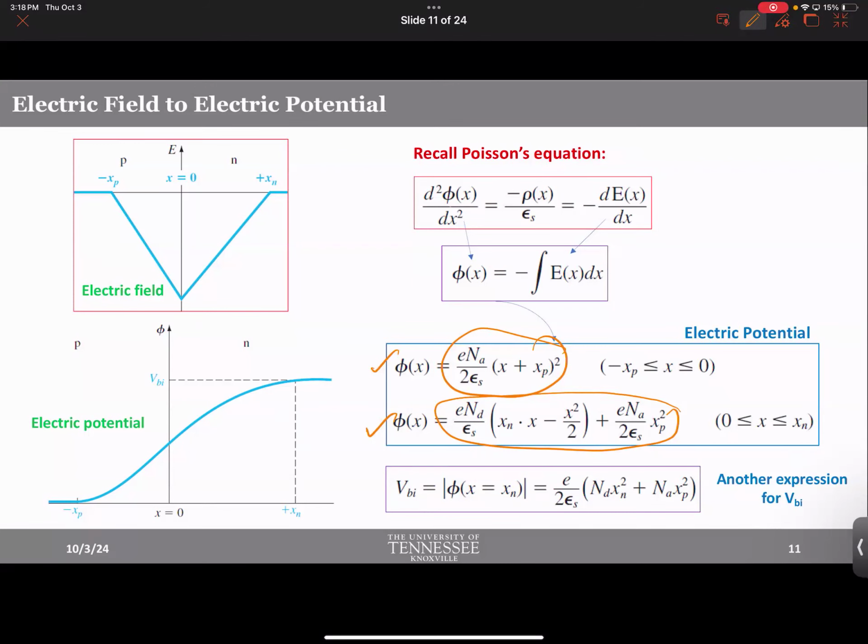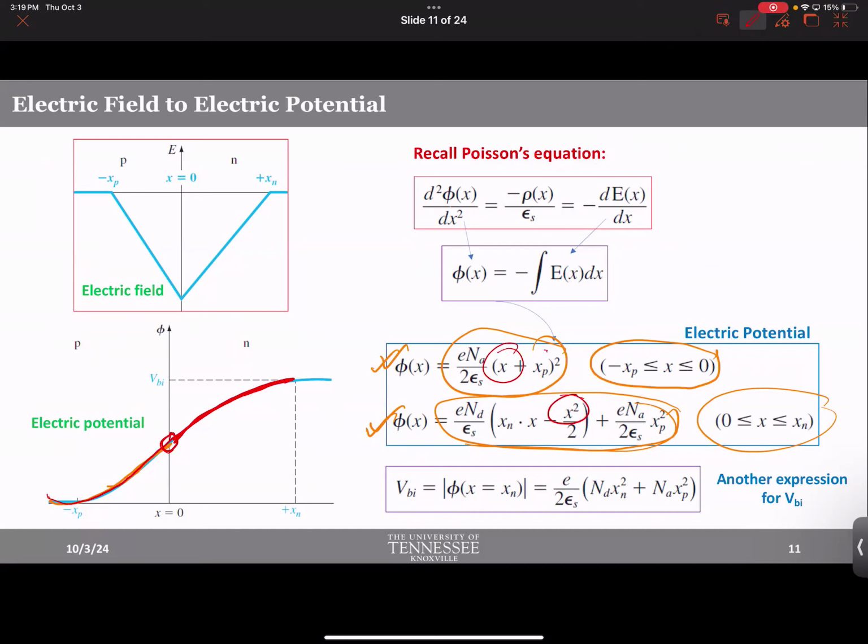Let's do it now. So you have two expressions for electric potential because you had a piecewise linear electric field, right? Within the region from negative xp to 0, you draw a portion. And for the other section, from 0 to xn, you draw the other section. And as you know, by the boundary condition, at this point they will always be the same value. So they will really nicely match with each other. And you see, both of these are quadratic. So that's why there is a really nice, smooth transition, because of the quadratic nature.